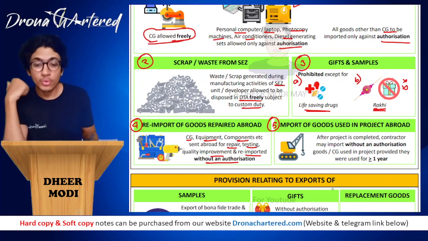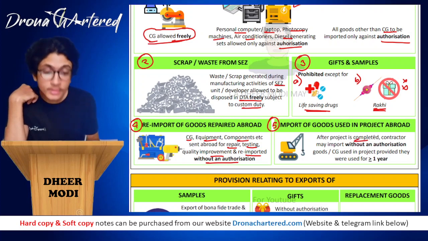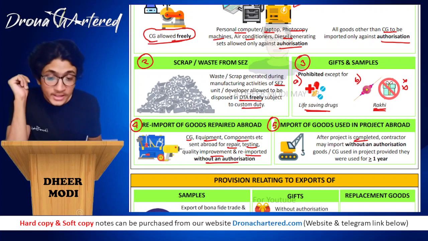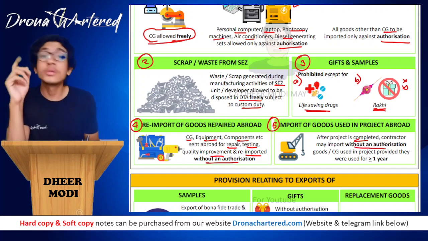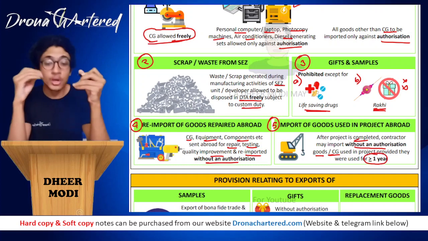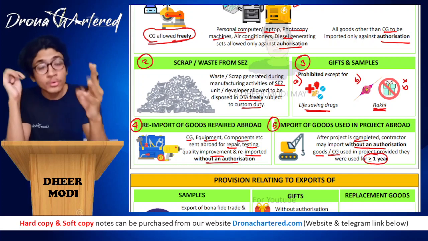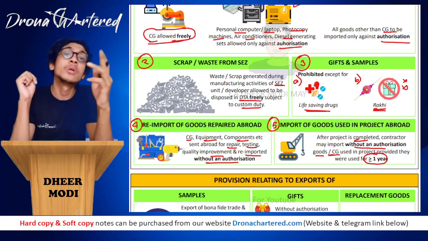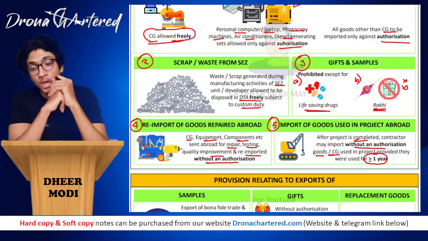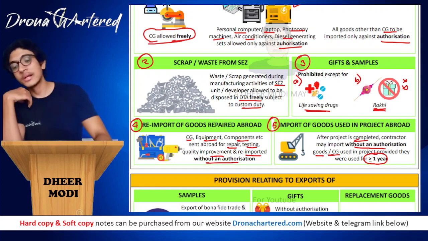So in such a case, what do you have to do? After the project outside India is completed, the contractor may import without an authorization. That means there is no authorization required of the goods or capital goods used in the project, provided they were used for a period of more than 1 year. So these goods you will be allowed without authorization only if they were used for a period of 1 year or more in that project. Okay, so these were your provisions relating to imports.